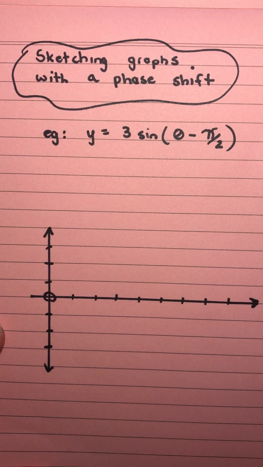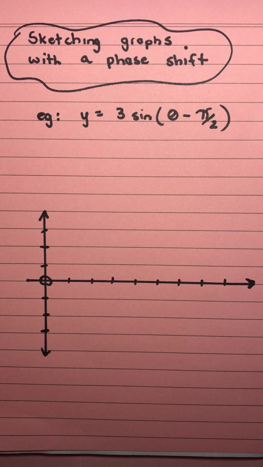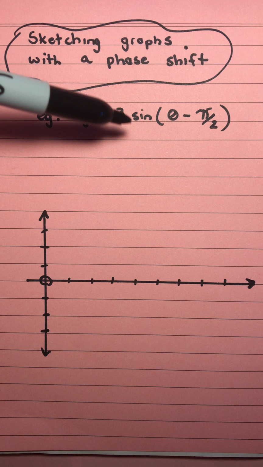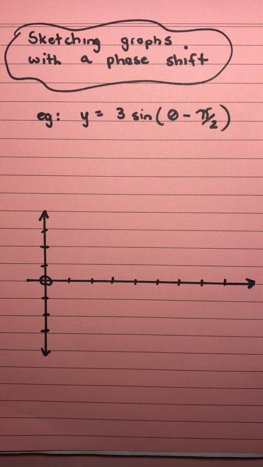Okay, having a look at sketching graphs with a phase shift. Now, in my other sketching graphs video, I went through changing the amplitude, changing the period, and also a vertical shift. In this one, I'm just going to focus on the phase shift. I do have a little amplitude change, but that doesn't affect too much.